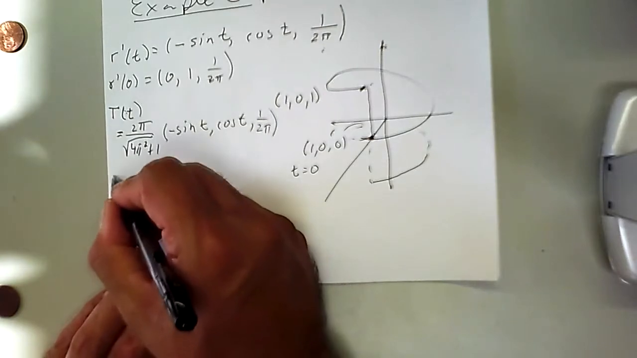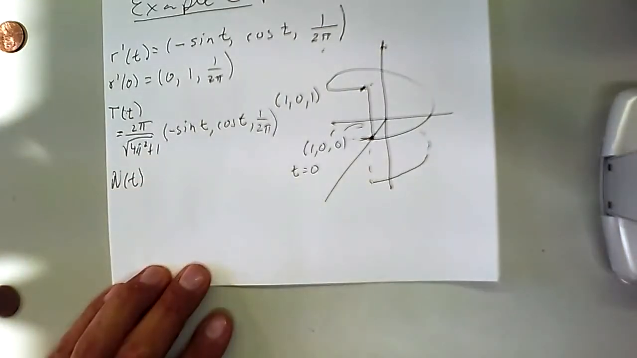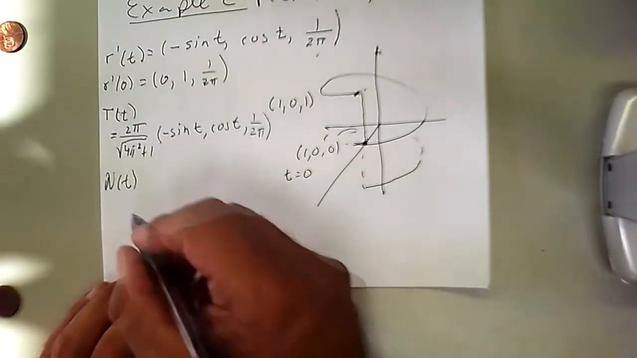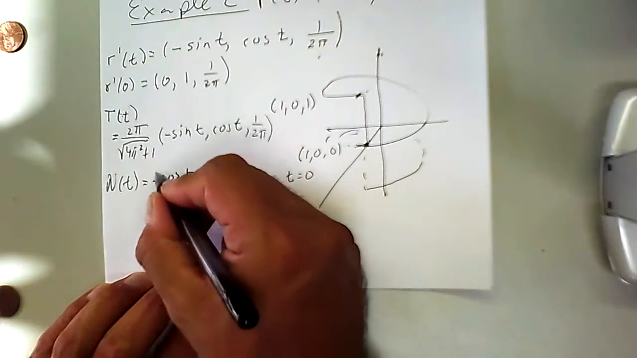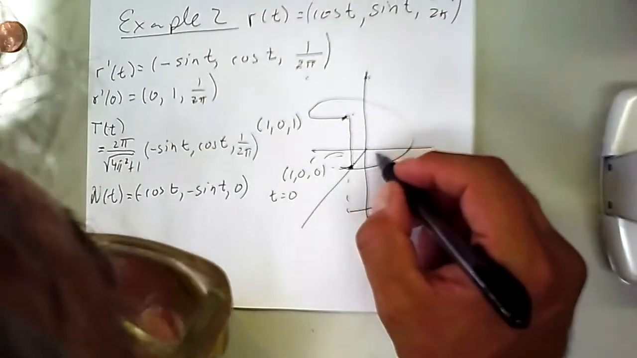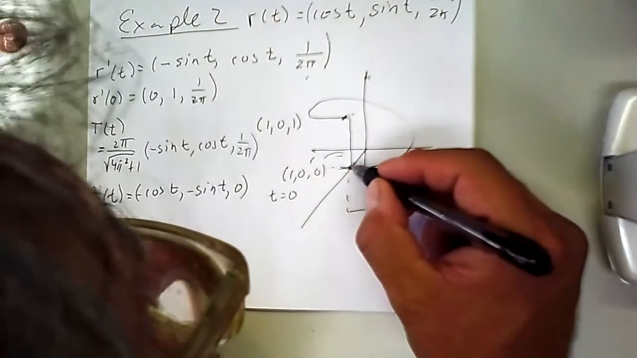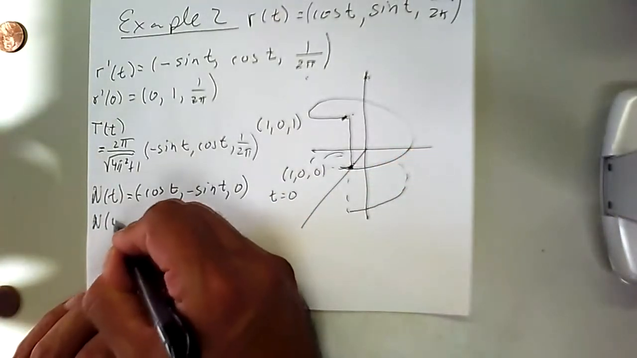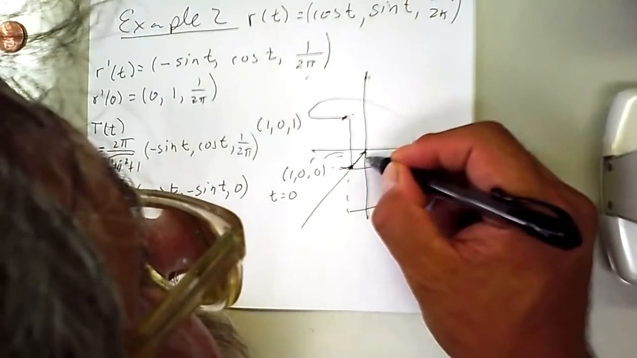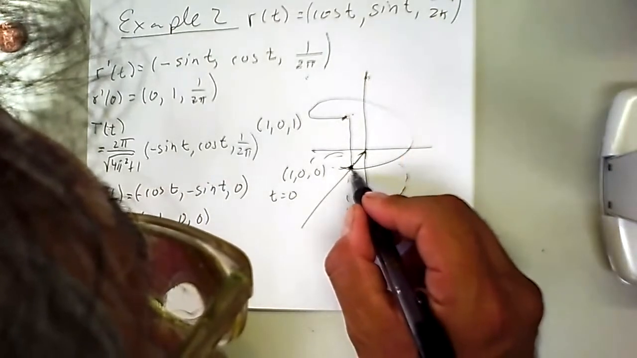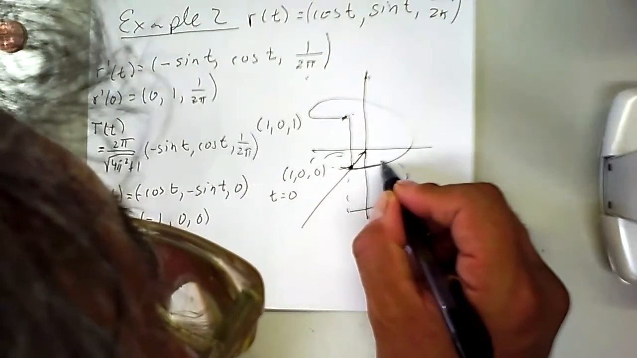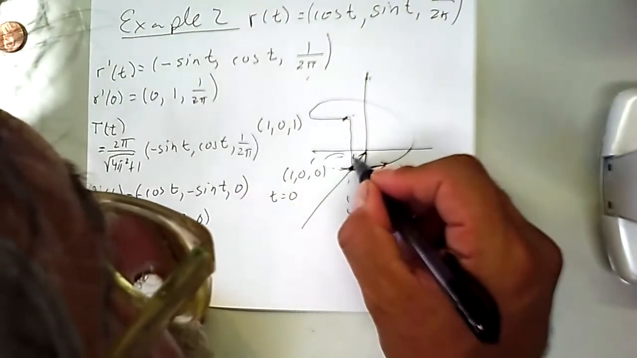The normal vector, on the other hand, looking at my notes, yeah, that's the one that is a little easier. Negative cosine t, negative sine t, and 0. So that is the one I want to emphasize. When we plug in 0, we get negative 1, 0, 0. So this is the normal vector pointing that way. And then the tangent vector is going to the right and up a little bit. So that's the tangent vector and the normal vector.